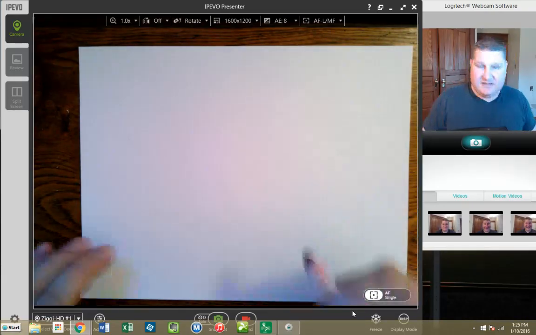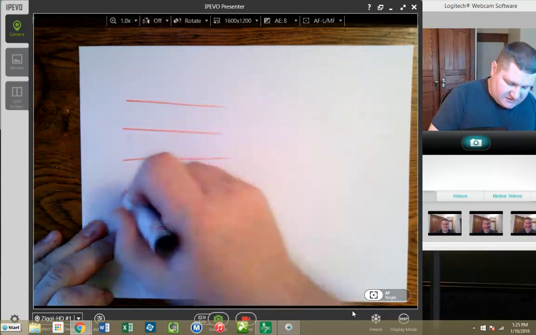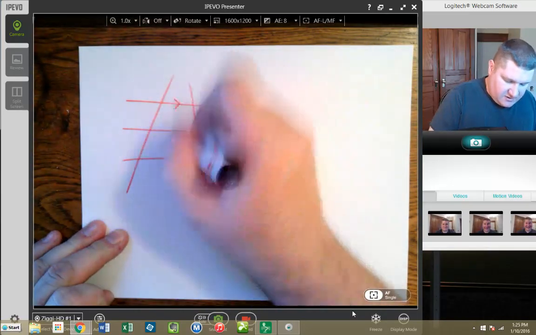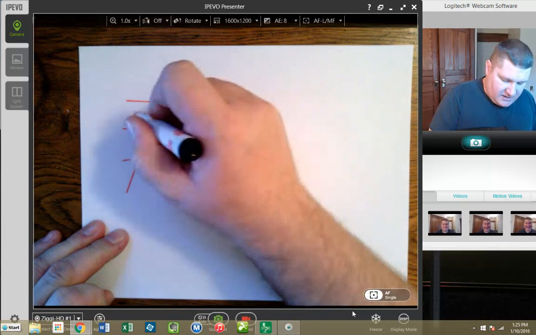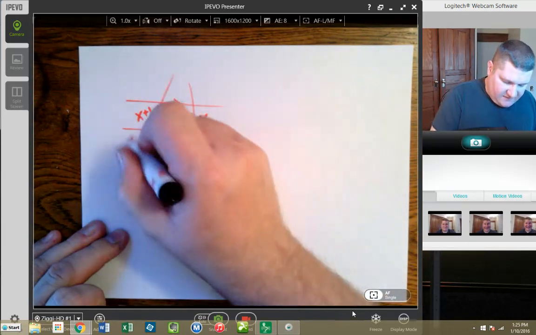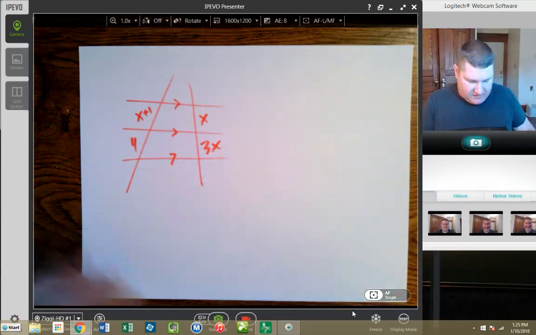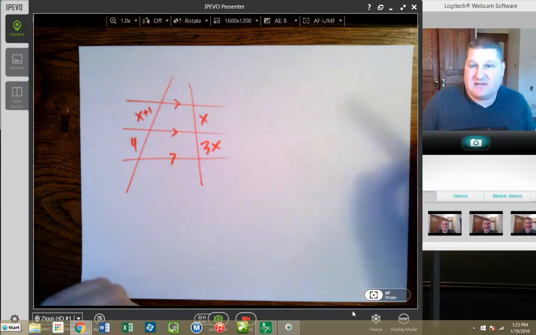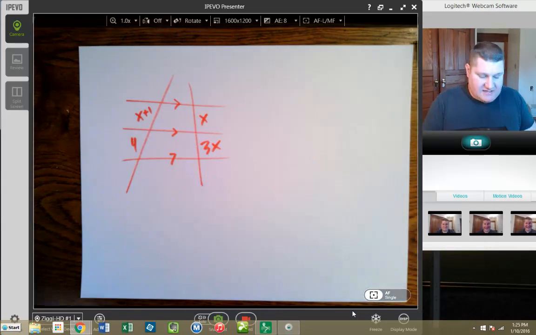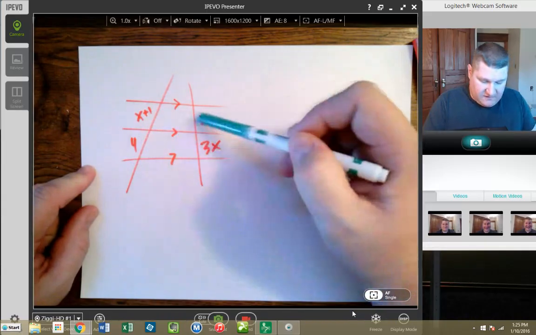Let's do something like this. I have 3 lines, parallel, parallel, parallel, cutting across, and I have x plus 1, and x, and 4, and 3x. Let's see if we can make this work. What we should know is that this is to this as this is to this, or this is to this as this is to this.